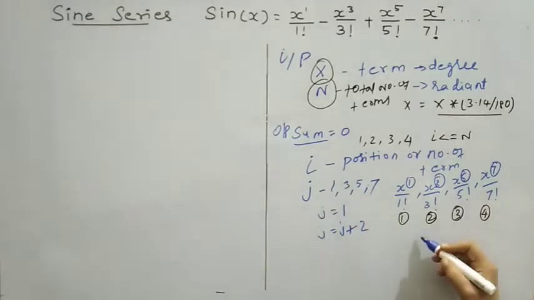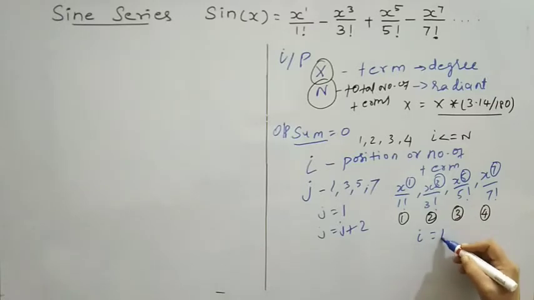Here the initial value of i is 1. Each time the value of i is incremented by 1. i is equal to i plus 1.